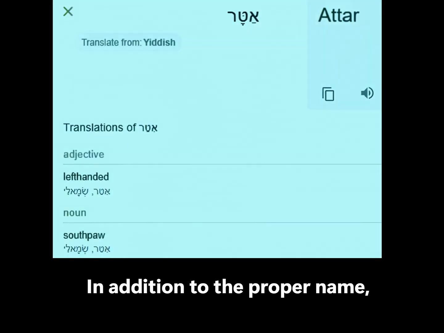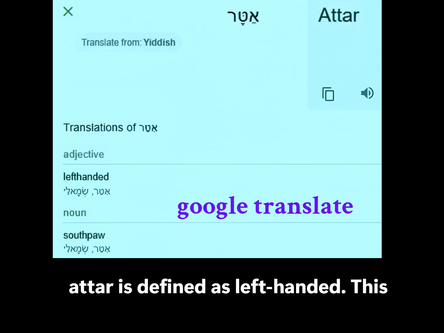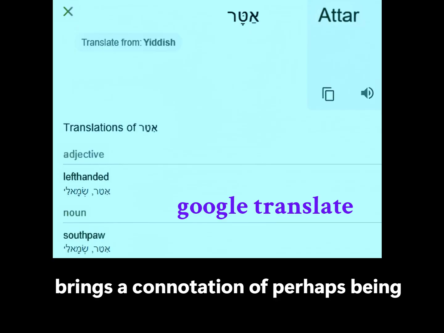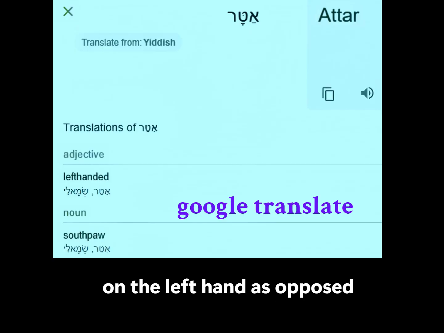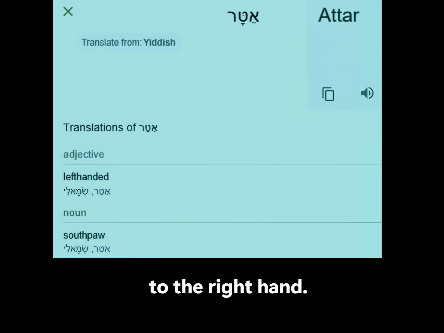The Hebrew for Attar is Atel. In addition to the proper name, Atar is defined as left-handed. This brings a connotation of perhaps being on the left hand as opposed to the right hand.